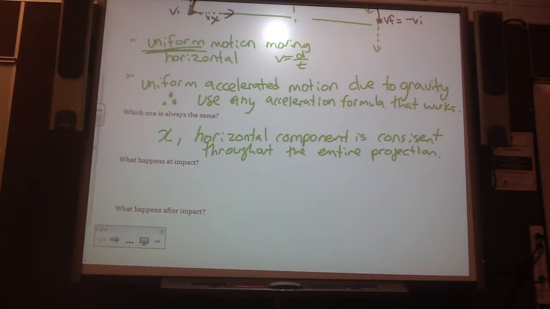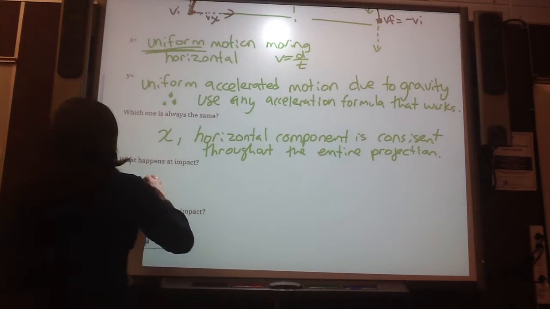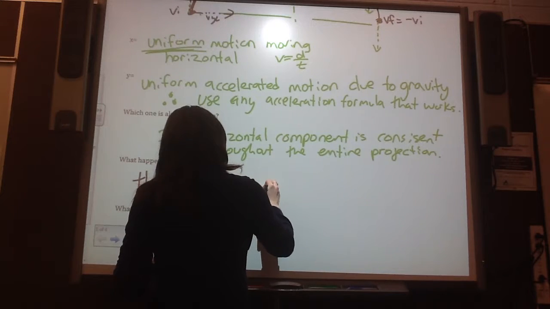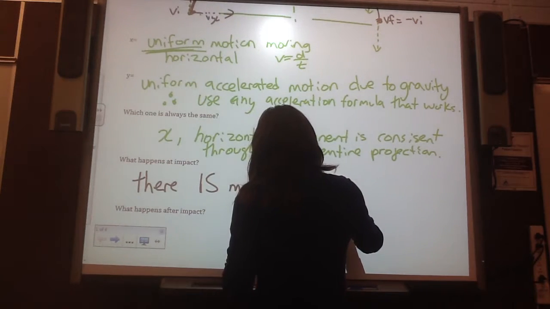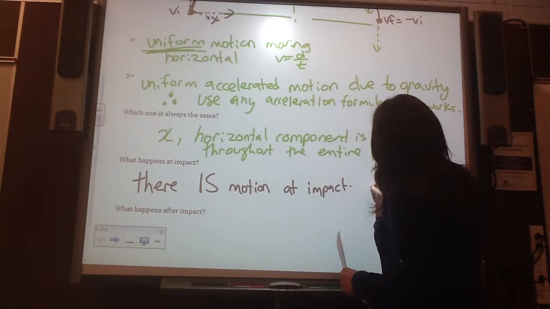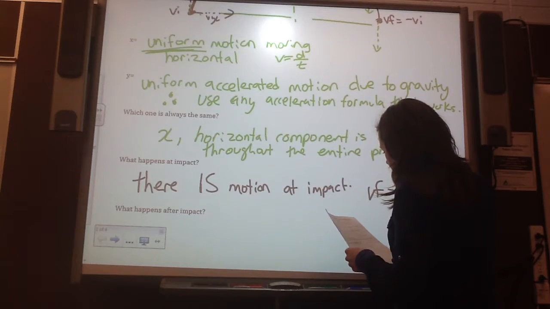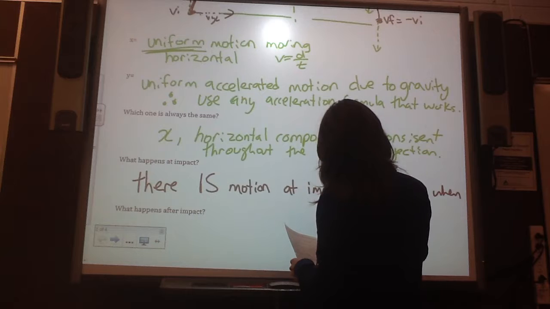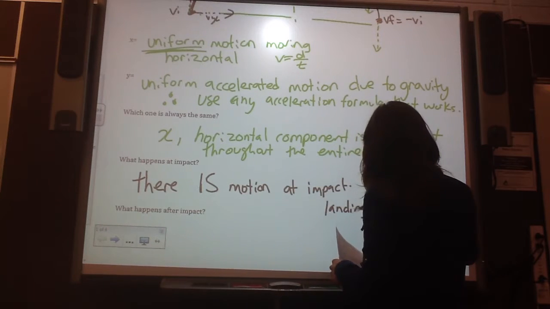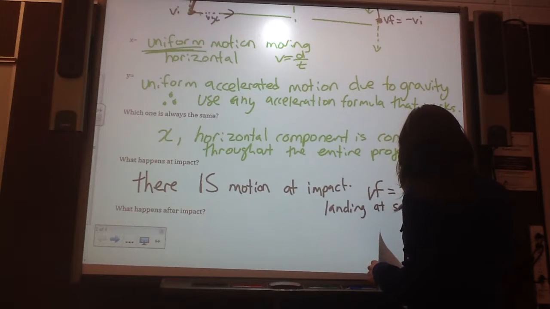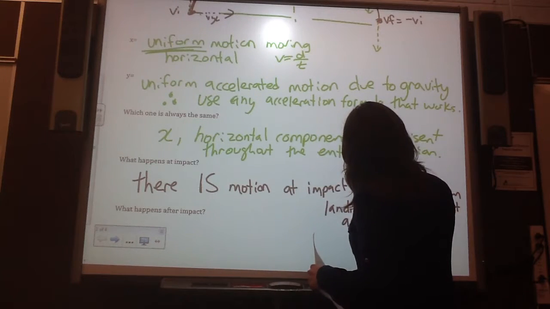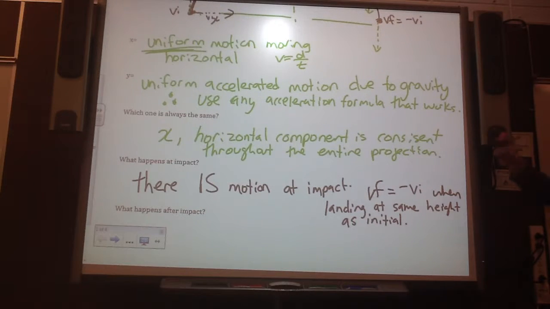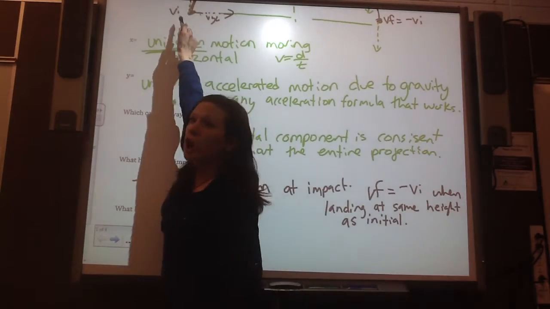What happens at impact? There is motion at impact. That's why it hurts. And we can say VF is equal to negative VI when landing at same height as initial. So just like I said here, we assume that this VF is straight across from VI.